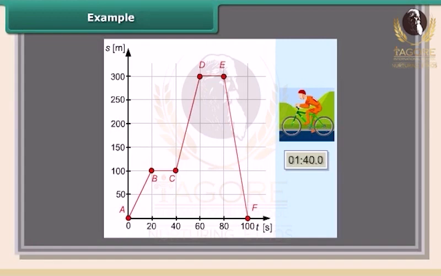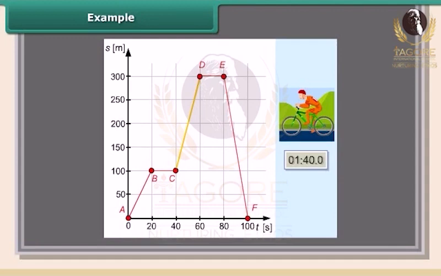his direction of movement. So from segment AB, we can discover that the cyclist covered the distance of 100 meters in 20 seconds, moving at a constant speed of 5 meters per second. Segment BC indicates that the cyclist stopped after having traveled a distance of 100 meters. From segment CD, we can see that the cyclist went on to move with a greater speed.